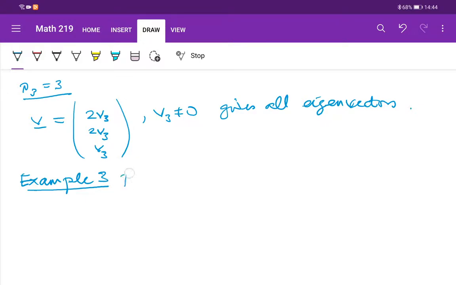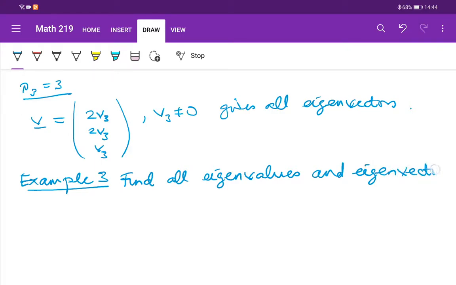So let's find all eigenvalues and eigenvectors of the matrix A. So this is a 2 by 2 matrix: 1, minus 3, 5, minus 3.